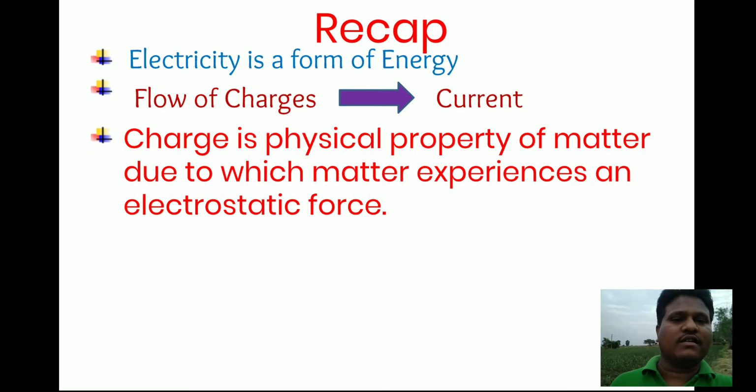We have learned that electricity is a form of energy, and obviously the flow of charges is nothing but the current. We have also seen what is meant by charge. Charge is a physical property of matter due to which matter experiences an electrostatic force. There are two types of charges, positive and negative. We know that like charges repel each other and unlike charges attract each other.